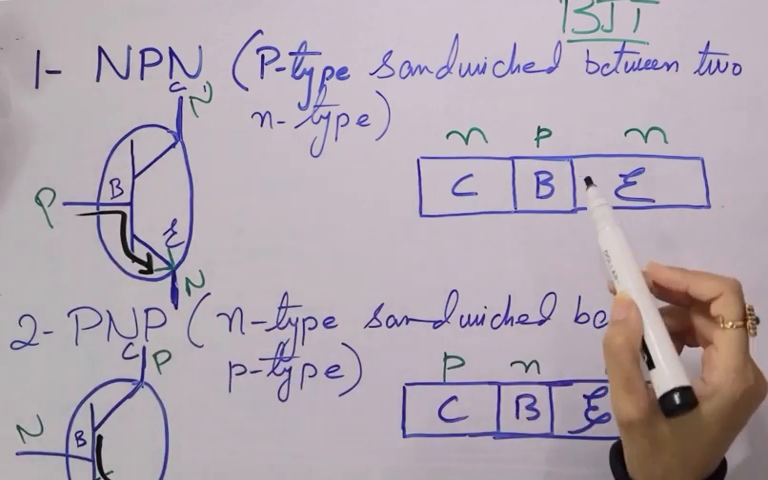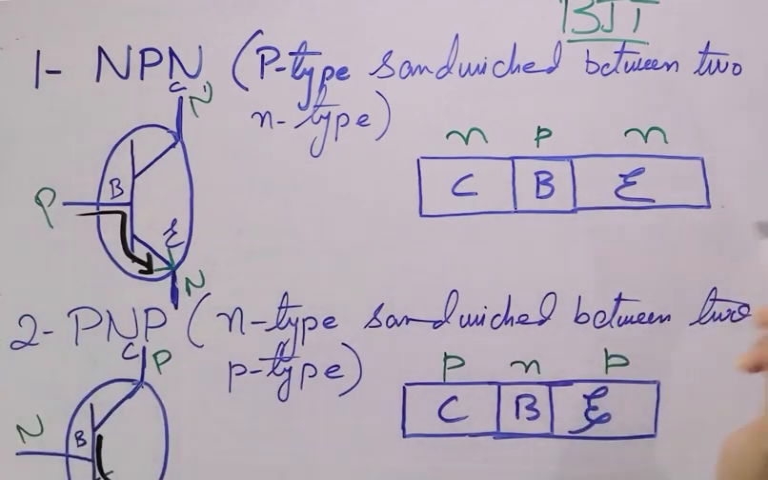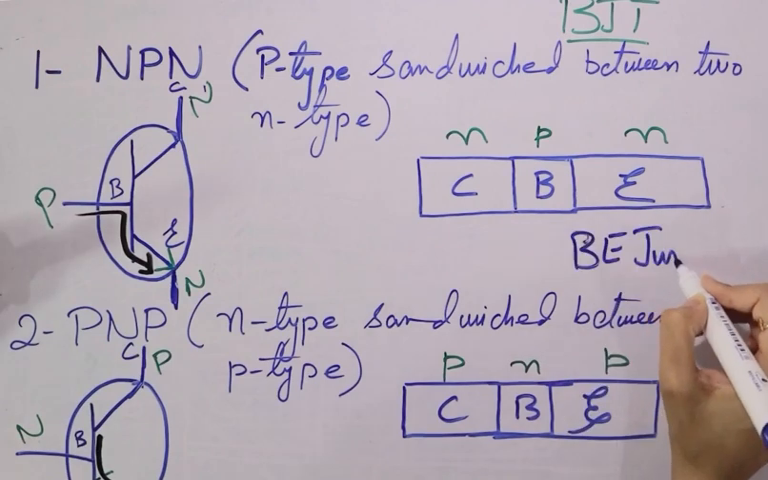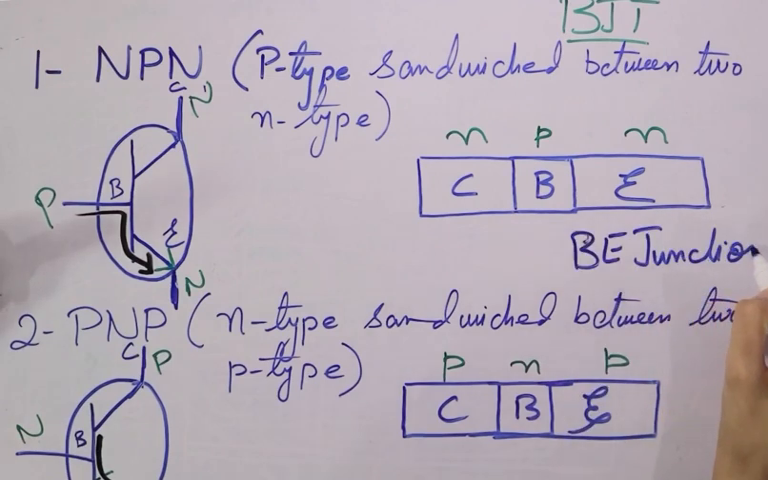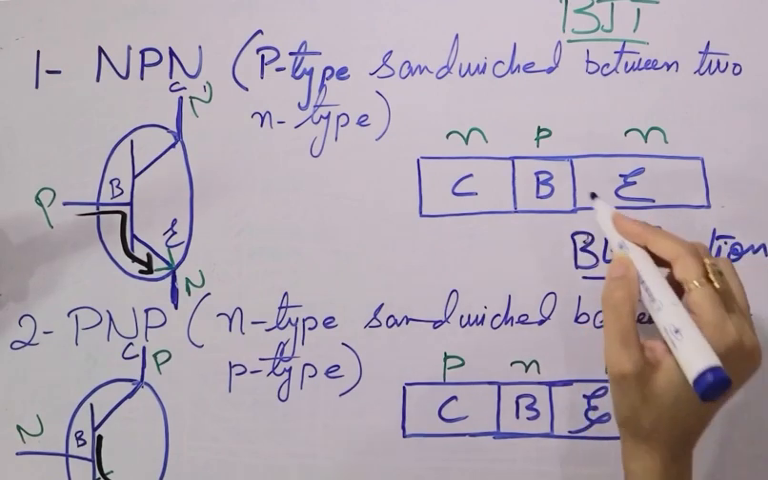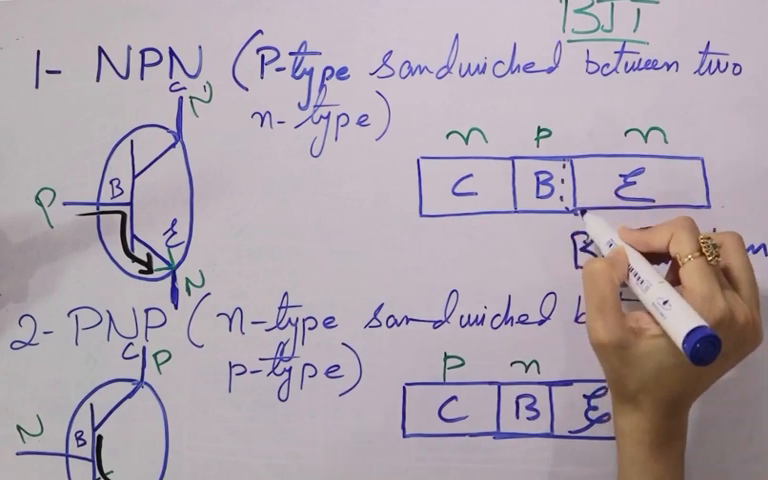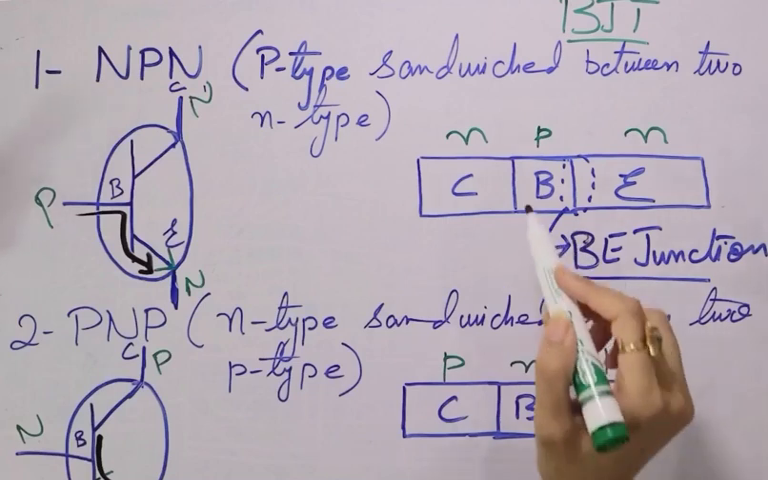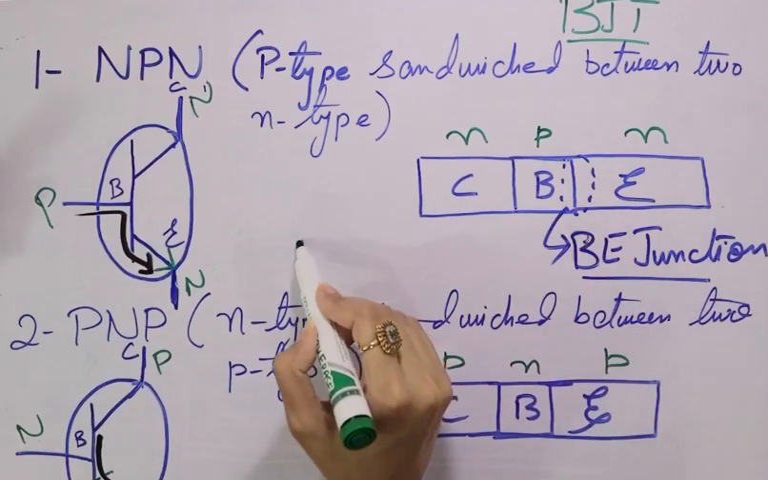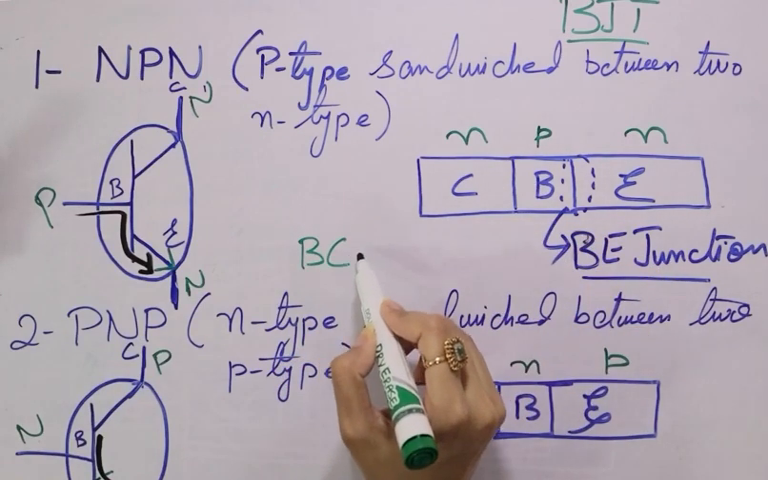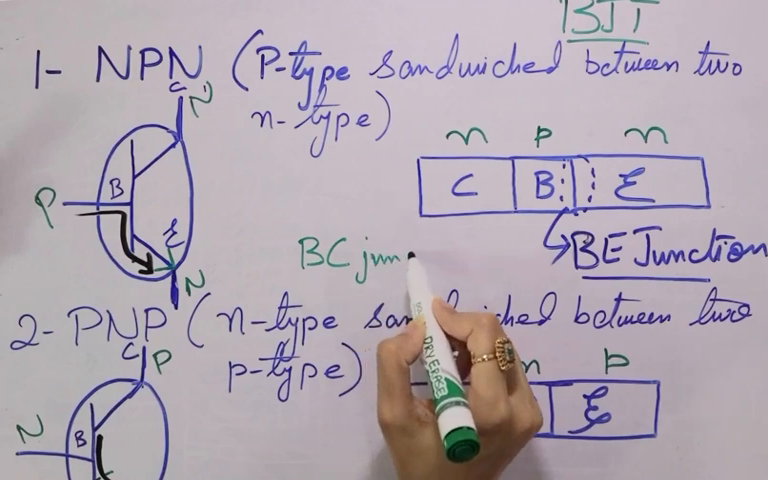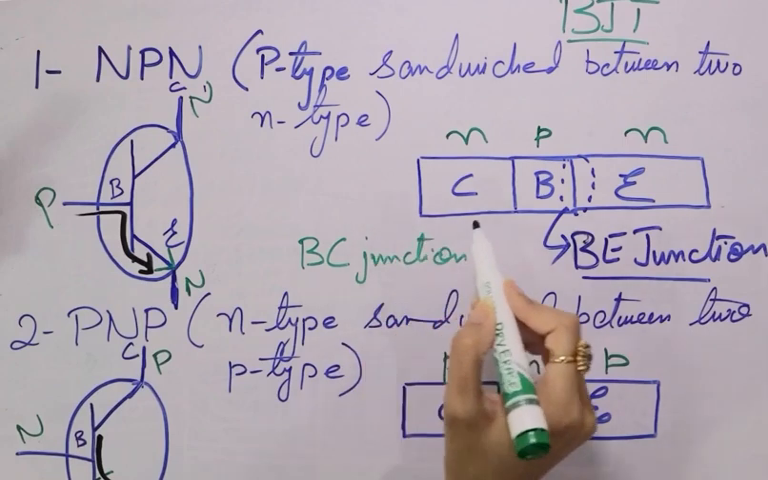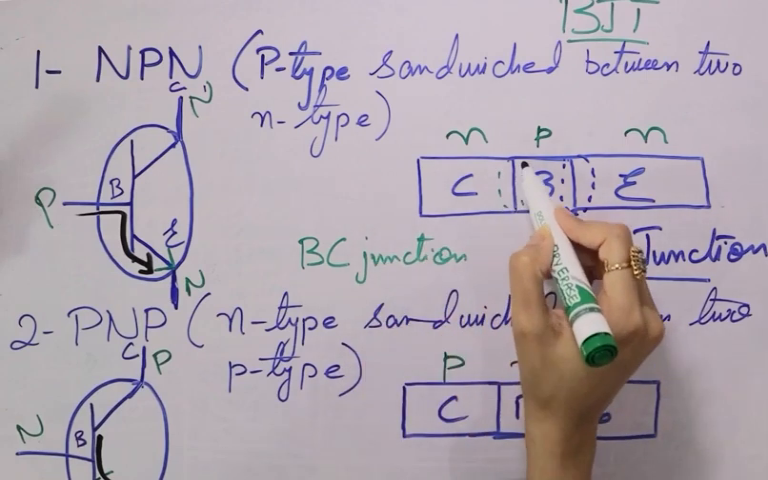Now let's say you have some terms like base emitter junction. What does base emitter junction mean? This one. This is your base emitter junction. Another term that usually occurs is base collector junction. Base collector junction means this one.